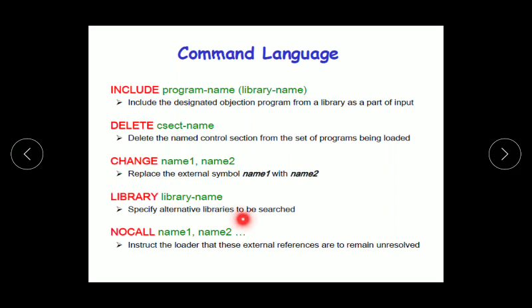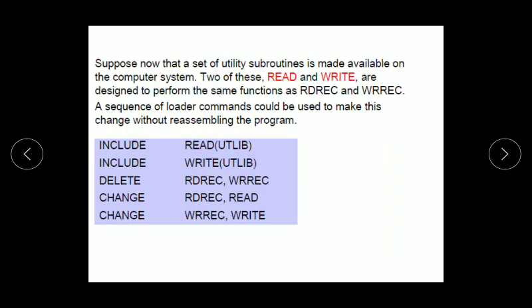Specify alternative libraries to be searched. And finally we have NOCALL name1, name2, etc. Instruct the loader that these external references are to remain unresolved. These are the 5 important commands.